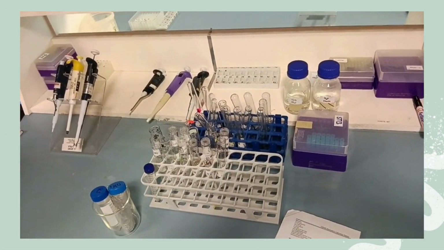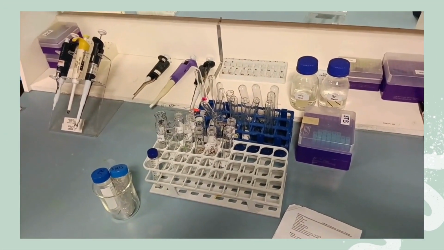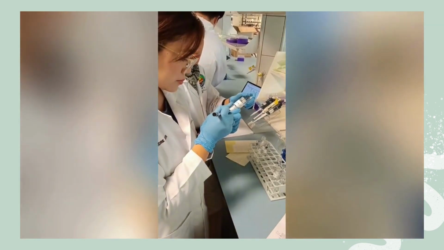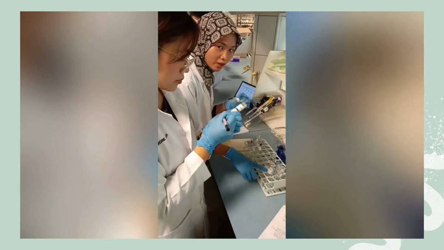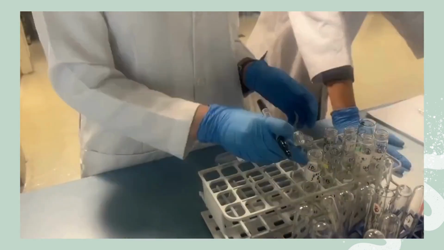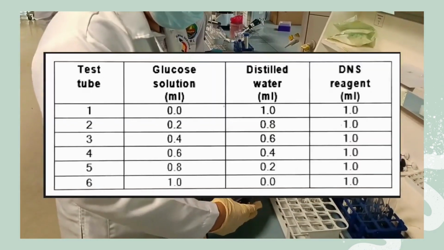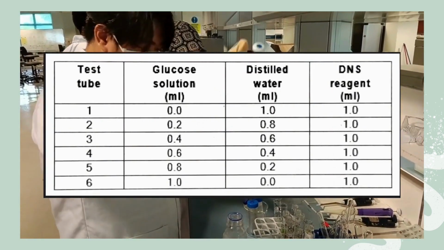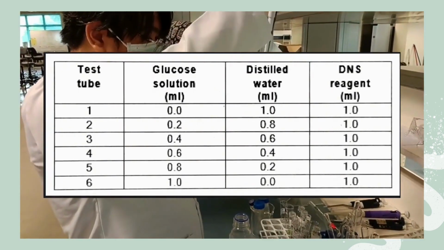The following are the materials for these experiments. Firstly, 6 clean test tubes were prepared and labeled from number 1 to 6, where test tube 1 was reserved as a blank. Then, the following volumes of glucose solution and distilled water were pipetted into the respective test tubes. This was done in duplicate.